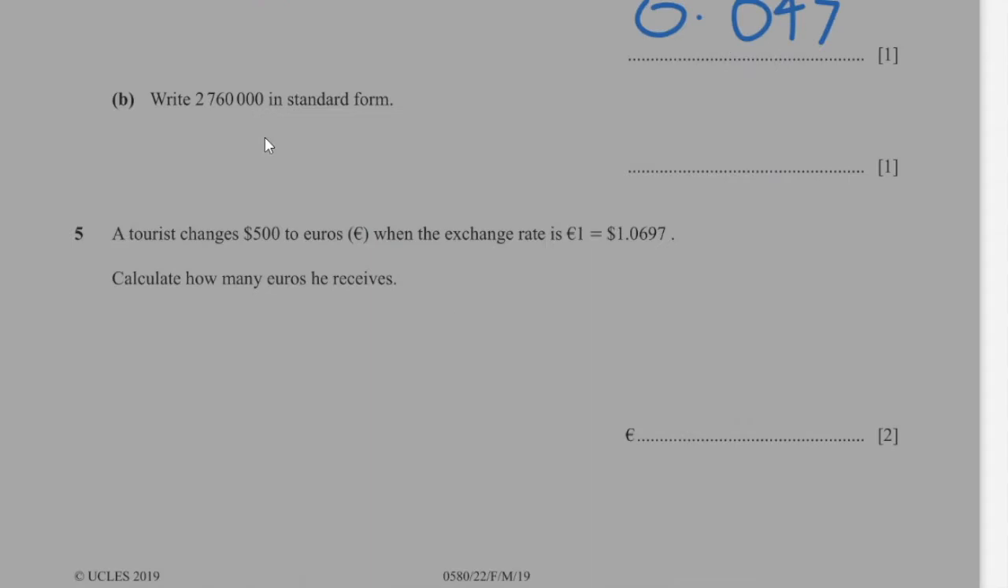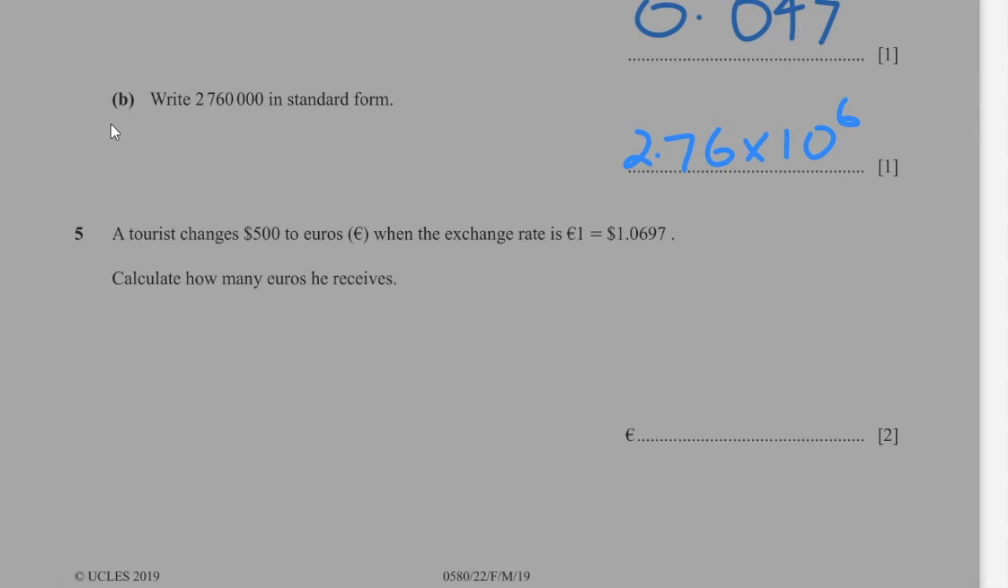2,760,000 in standard form. Alright, so we have 2.76 times 10 to the power of, so here we have 3 zeros and then once again 3 figures. So we're shifting the decimal point over here 6 places, so that is 10 to the power of 6.